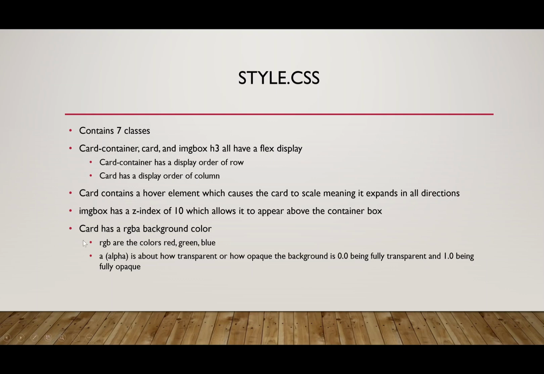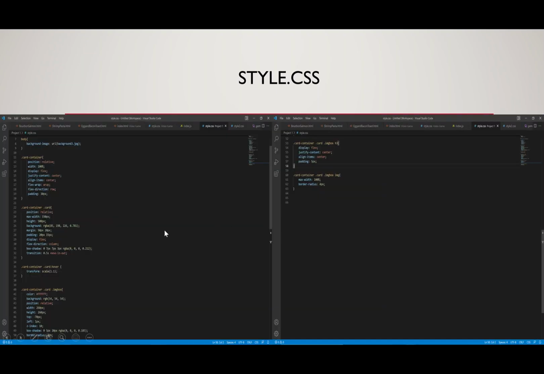And the card has an RGBA background. RGB stands for red, green, blue, and you use numbers to say how much of each you want. The A stands for alpha, which is how transparent or opaque the background is, with 0 being fully transparent and 1 being fully opaque. So we'll go ahead and go back to that.